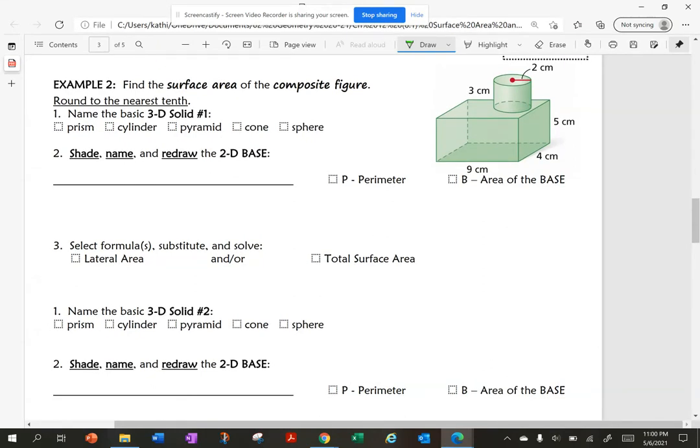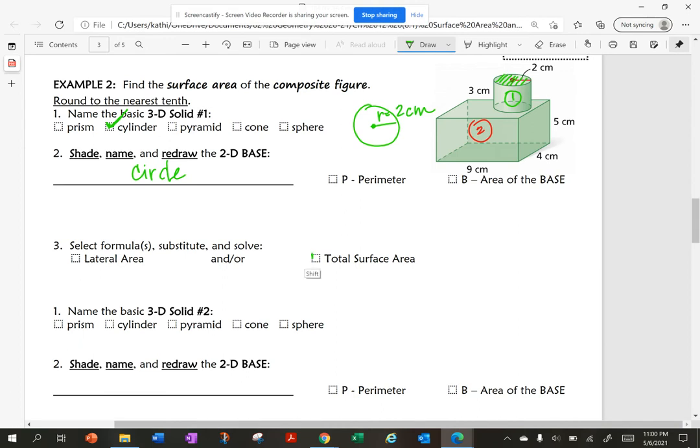Okay, so I'm going to call the top figure my cylinder, number 1, and my bottom figure my rectangular prism, figure number 2. Okay, so let's start out with the first one. The top figure is a cylinder. So my base is a circle. I always want to know what the radius is, and the radius is 2 centimeters.